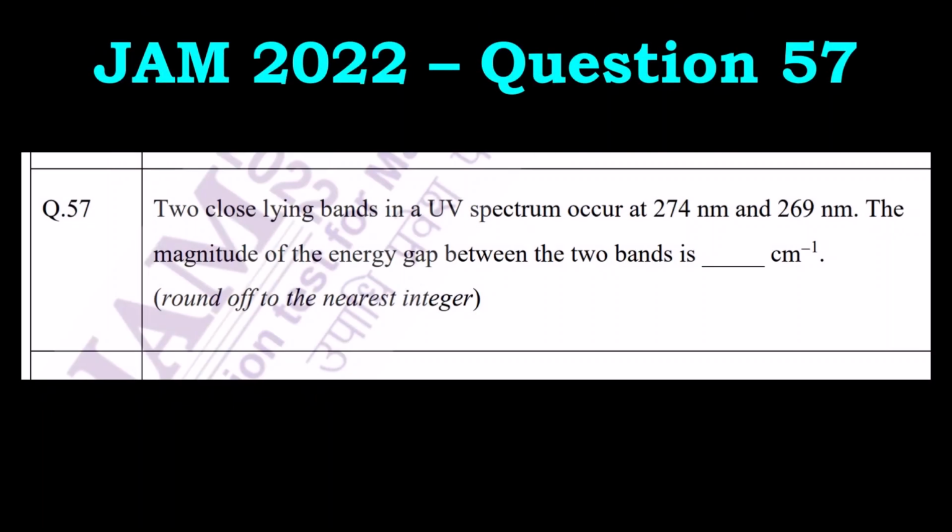So this is question 57 of the same paper. Two closed bands lying in the UV spectrum occur at 274 nanometer and 269 nanometer. The magnitude of energy gap between the two bands is how much? So here, if you see the given data, although we have to find out the energy gap, if you see the units, always check the units before solving.